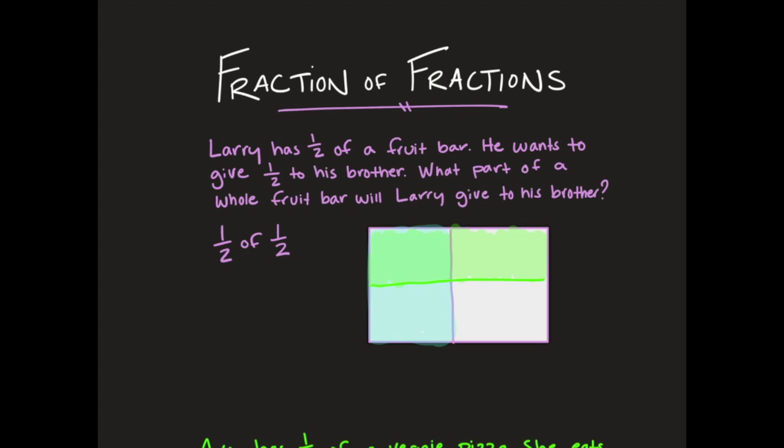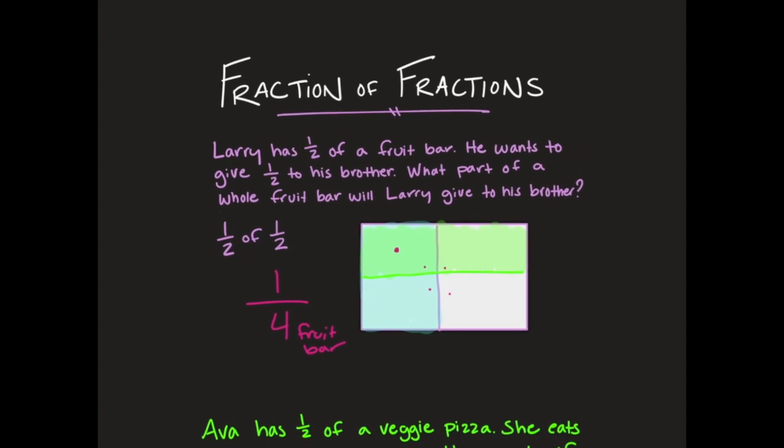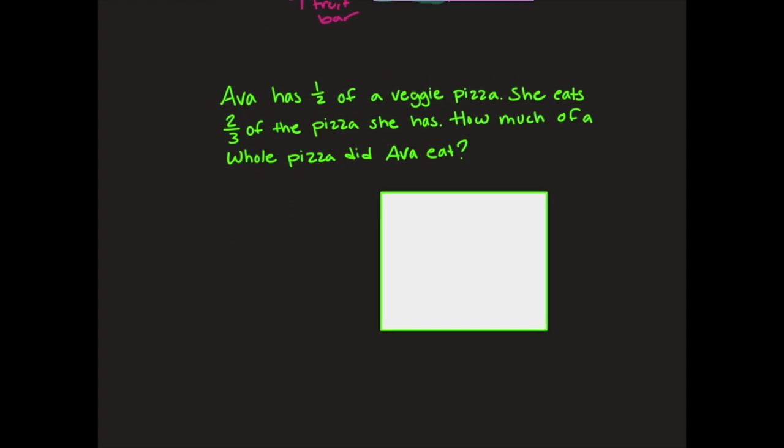Now what I'm looking at for my answer is how many pieces are double shaded. This one right here has got the blue and the green. And how many pieces total do I have? 1, 2, 3, 4. So 1/2 of 1/2 is 1/4 of a fruit bar, and that's how much he is giving to his brother. We're going to do another story problem so that you can watch me do this again as an example.